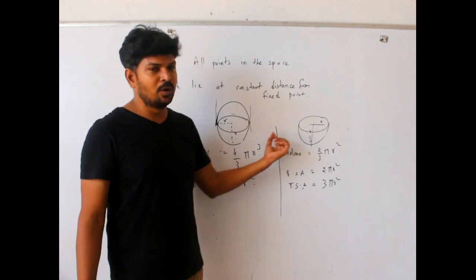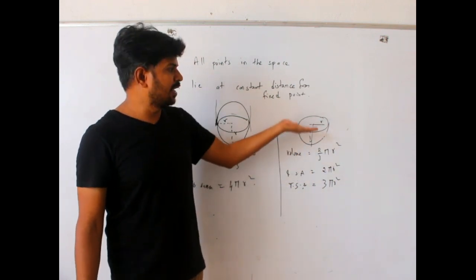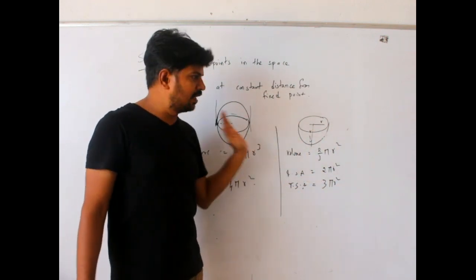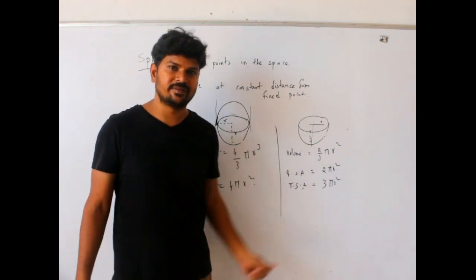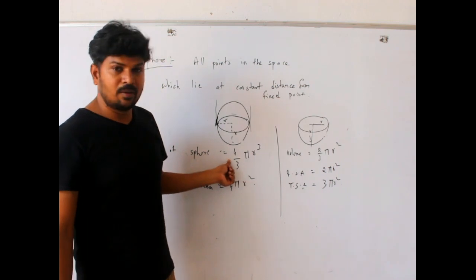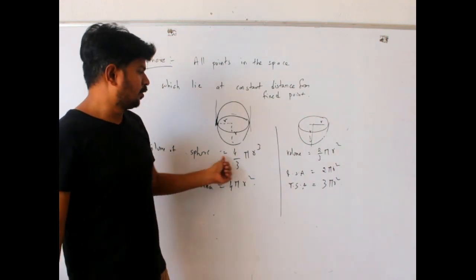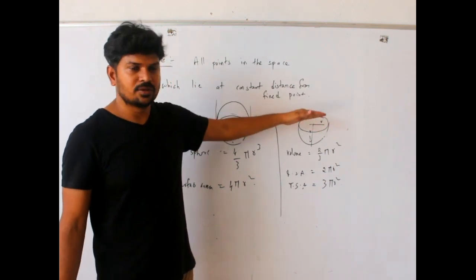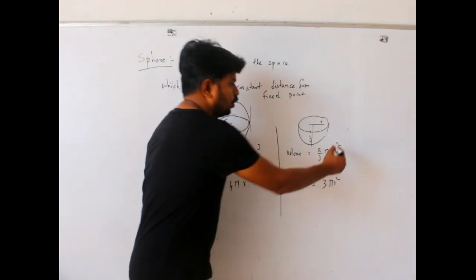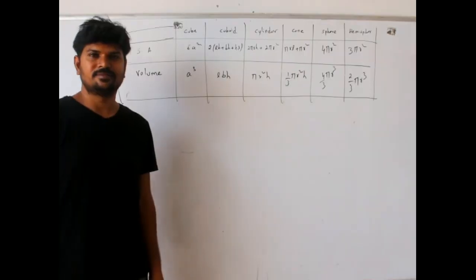Now, if I take only the curved surface area, I am not taking the bottom side now, only left and right. Left and right is nothing but 1 pi r square plus 1 pi r square, which is 2 pi r square here. As for the total volume, 4/3 pi r cube, I divide by 2 because I made a cut at the top. So it becomes 2/3 pi r cube here.